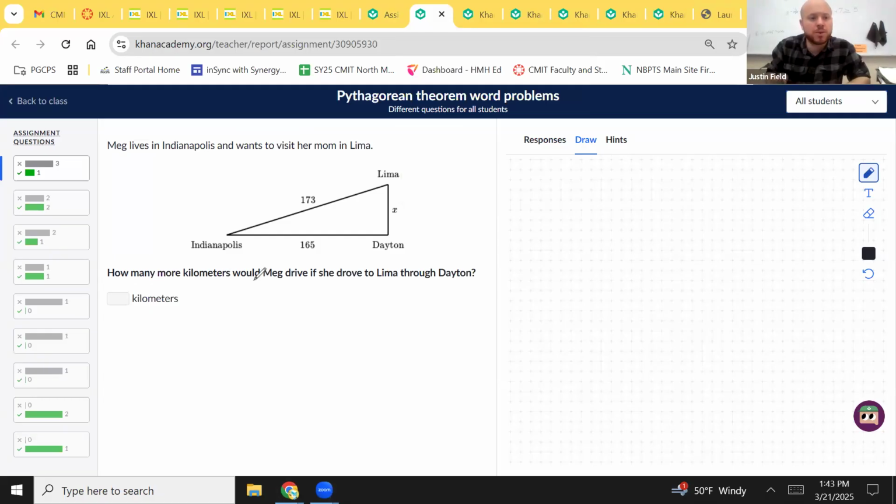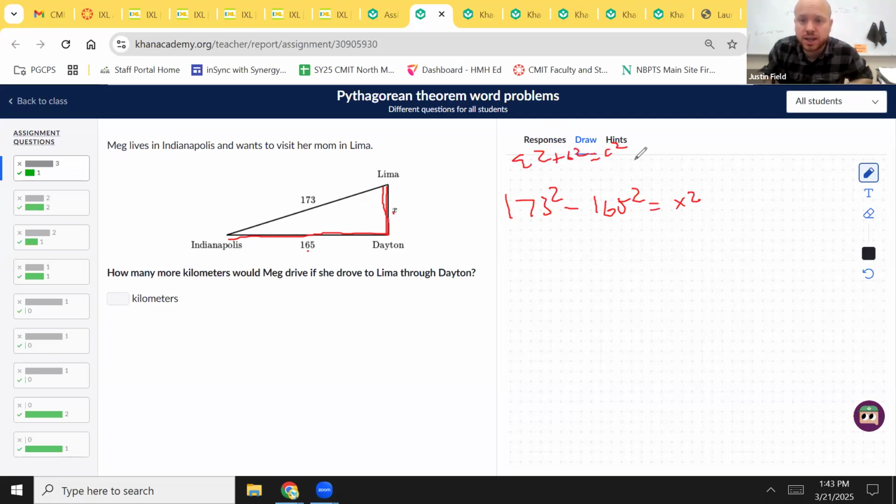How many more kilometers would Meg drive if she drove to Lima through Dayton? So going to Lima from Indy, right? We need to figure out X and then add these two together. So let's do 173 squared minus 165 squared equals X squared, because we know A squared plus B squared equals C squared. I just did the derivative formula, which would be C squared minus B squared equals A squared. Isn't that a corollary of the whole thing?